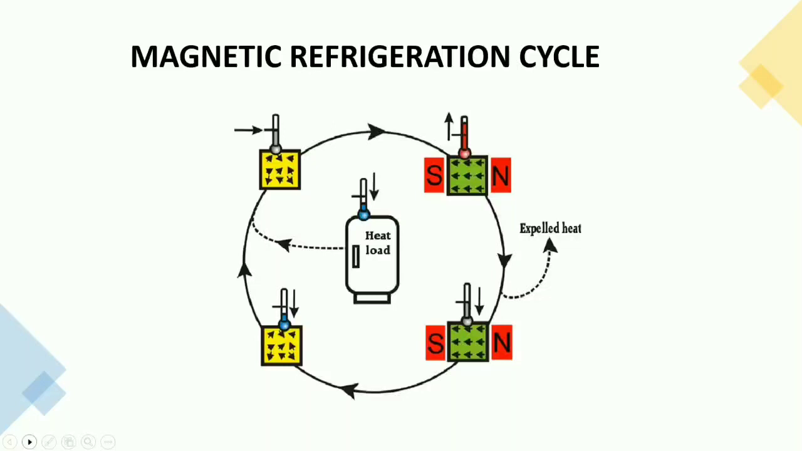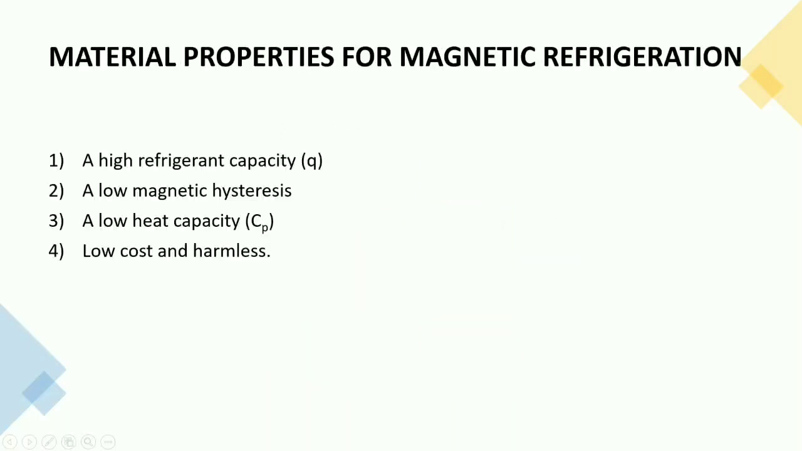So the next slide is about the material properties for magnetic refrigeration. These are the properties that a material should possess when used in magnetic refrigeration. The material should have a first order field induced transition to make an entropy change. The material possesses high refrigerant capacity. The refrigerant capacity is denoted by Q, where it measures how much heat can be transferred between the cold and hot sinks in one ideal refrigeration cycle.